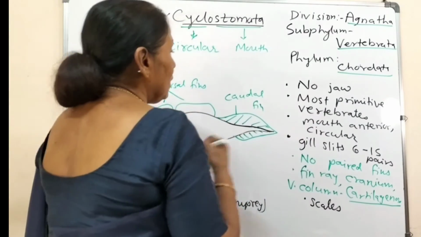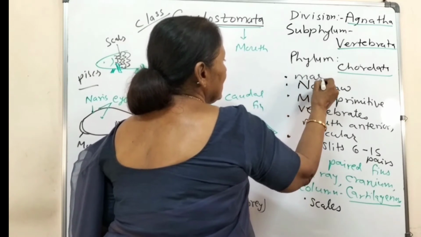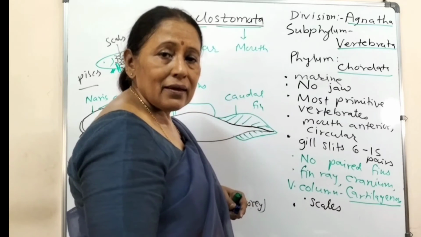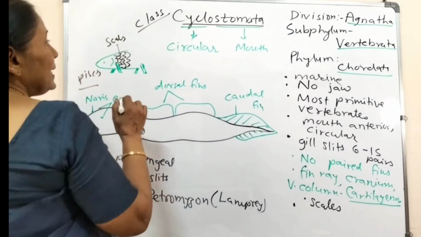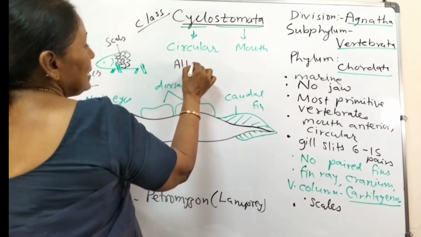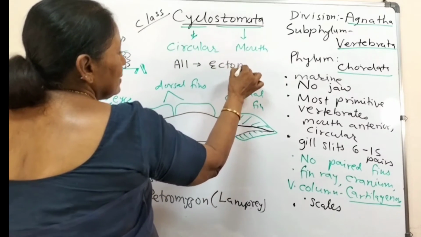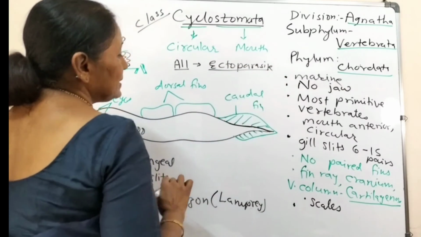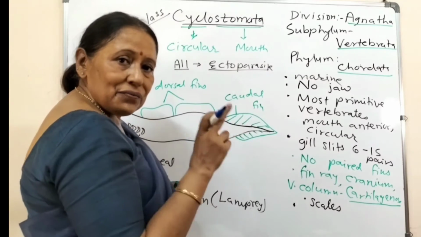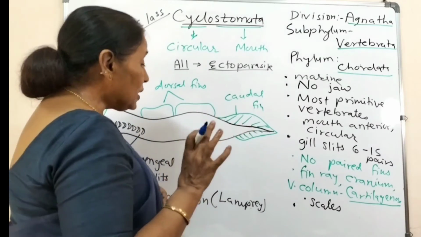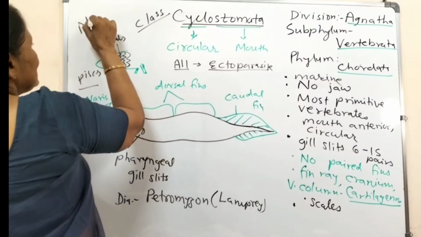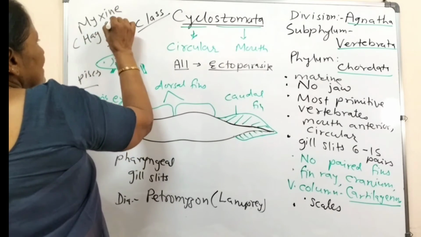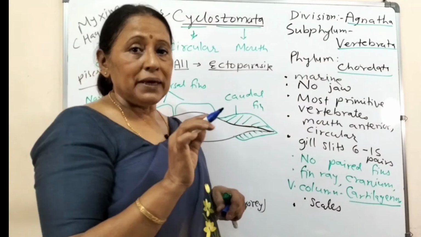One more point is they are all marine in habitat. And one point is given in NCERT that all cyclostomes are ectoparasites on fishes. It is actually the Petromyzon which is an ectoparasite on fishes, not Myxine. Myxine is one more example, which is also called hagfish. This Myxine or hagfish is not an ectoparasite.